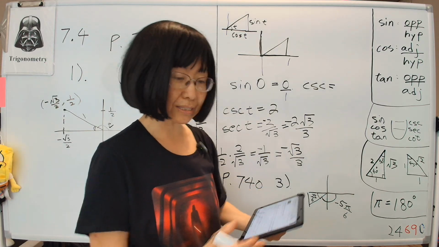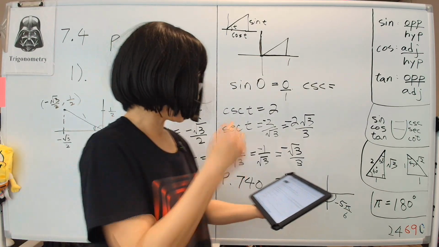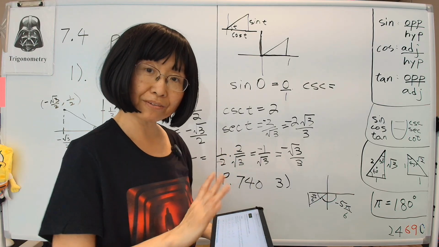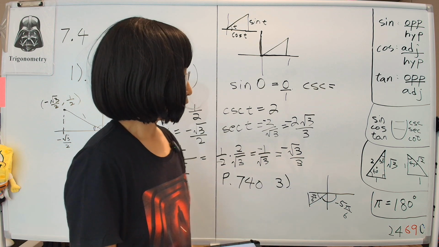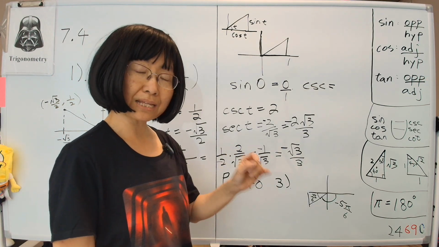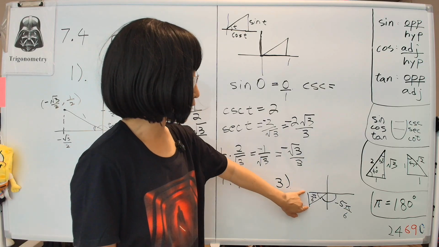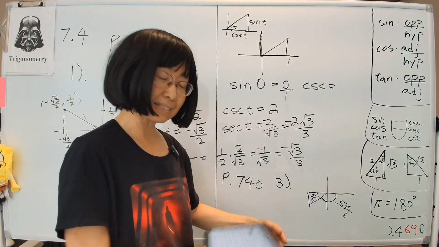So please do example 3 yourself, all 6 values. The tricky part is mostly deciding whether we have a positive or negative value. Since both x and y are negative here, all your values are going to be negative except the tangent and the cotangent, because they depend on y divided by x or x divided by y, so the negative signs cancel out.